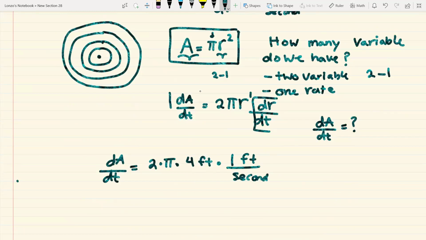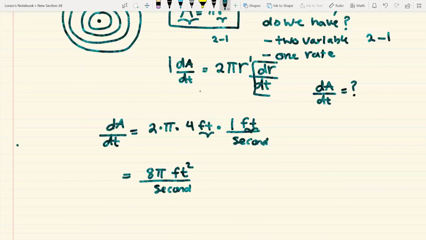Okay. So if we clean this up and put it all together, it's 2 times pi times 4, which is 8 pi. And then we have feet on the top, so that's going to be feet squared. And on the bottom, we're still left with a second. So our speed, or our dA dt, is 8 pi feet squared per second.